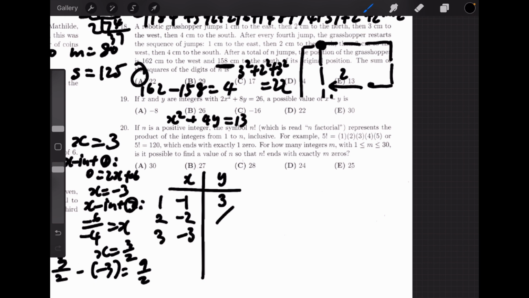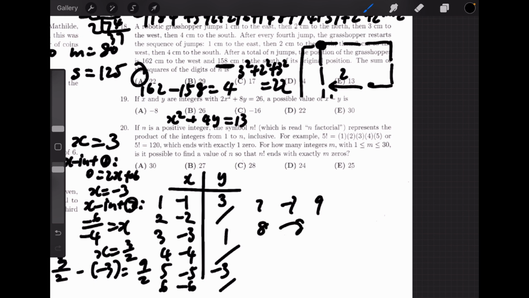With 2 and -2, we wouldn't get y as an integer. 3 and -3 would be 1, and there's no such solution. 4 and -4 doesn't work. 5 and -5 would give y of -3. However, 5 minus -3 would be 8, not -8. So we still need to try more numbers. 6 and -6 would have no solution. 7 and -7 would give 9, and this would give us 16, but we don't have 16 as one of the options, so it doesn't work. 8 and -8, no solution. 9 and -9 give 17, and if we use 9 minus 17, we get -8. So the answer would be A.